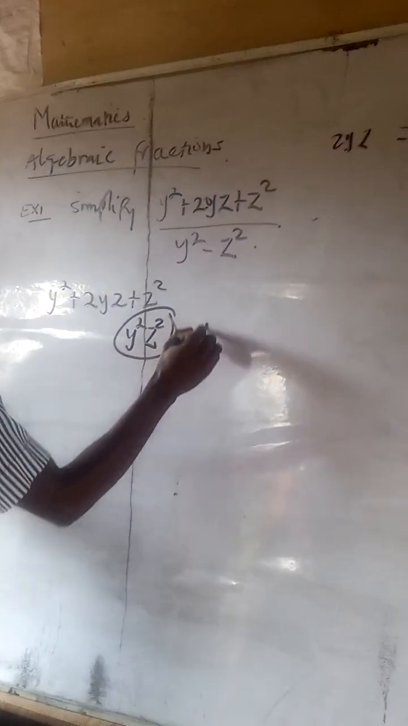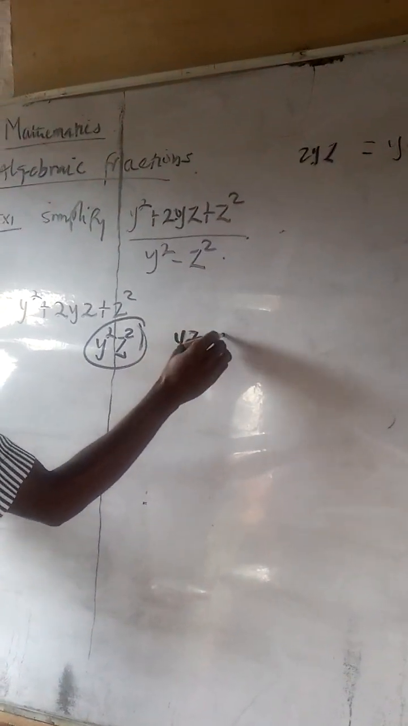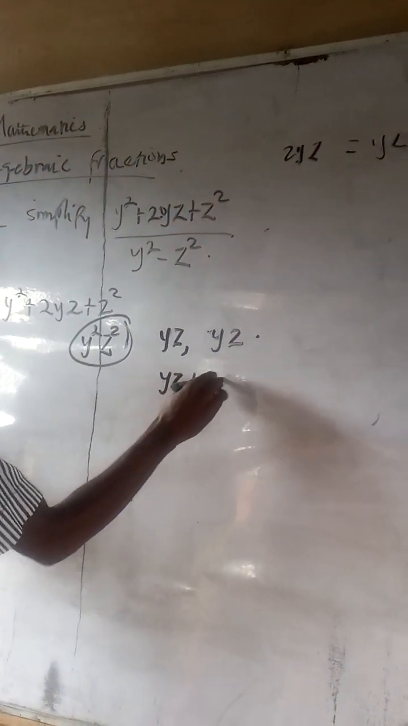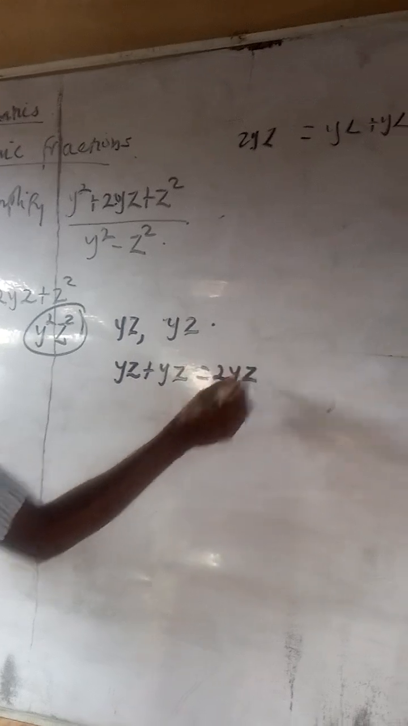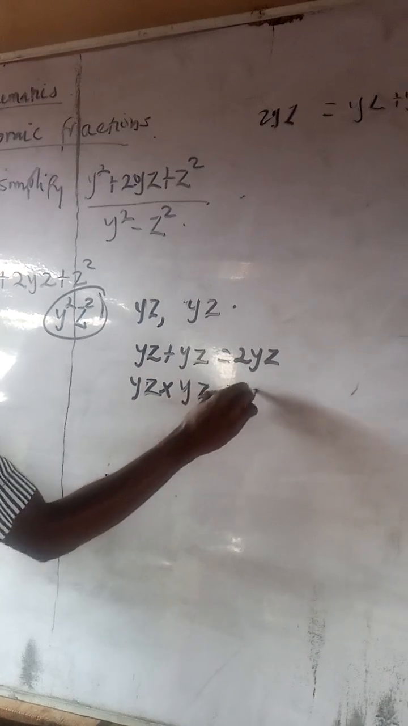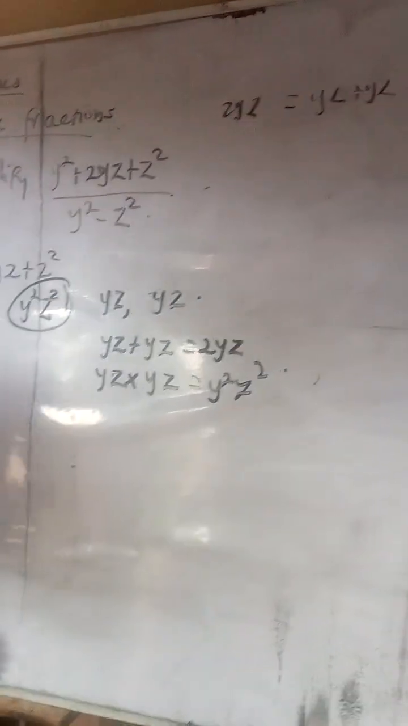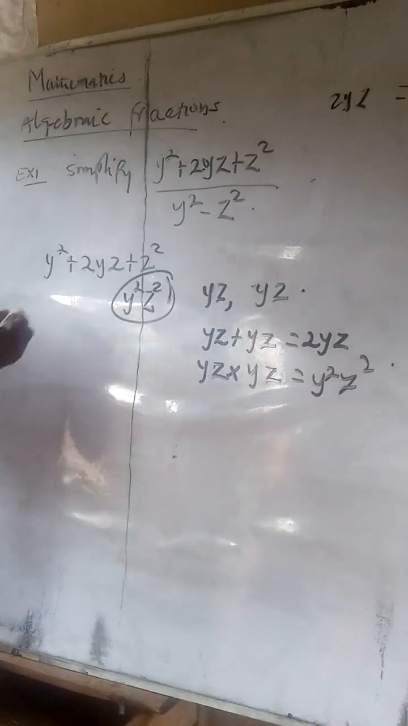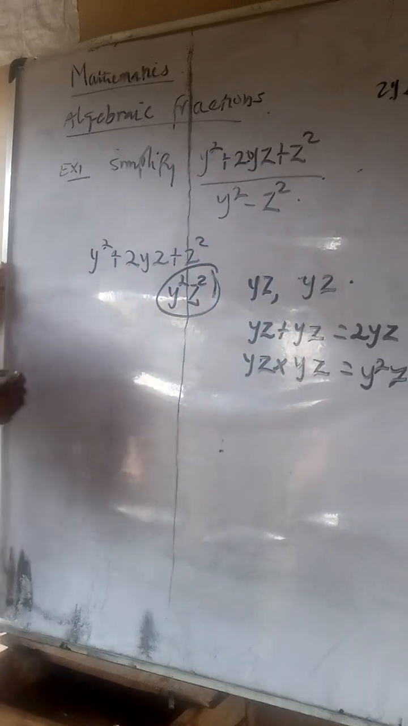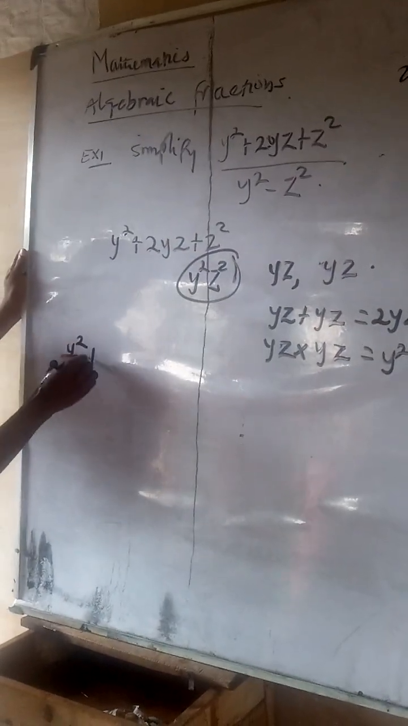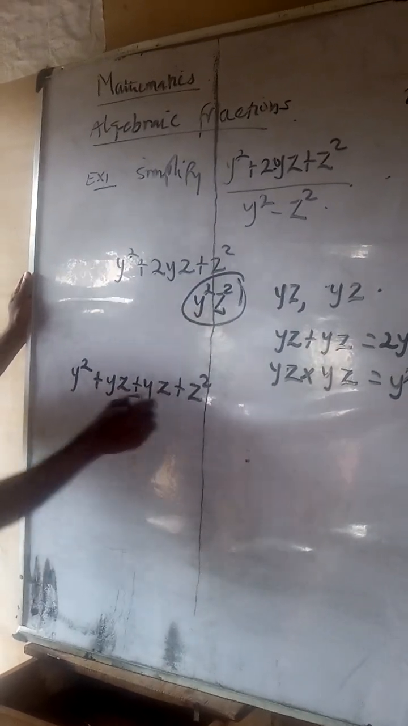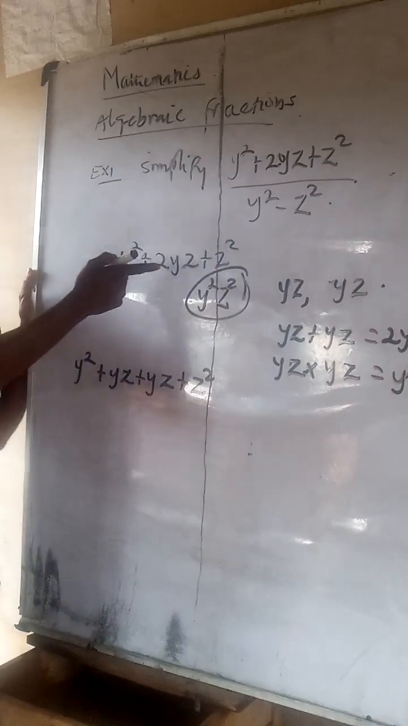And the factors will be yz, and the second factor will be yz. By the time we add yz plus yz, we have 2yz, and when we multiply yz times yz, this gives us y squared z squared. You understand? Then at this point, we can now expand this expression to become y squared plus yz plus yz plus z squared.